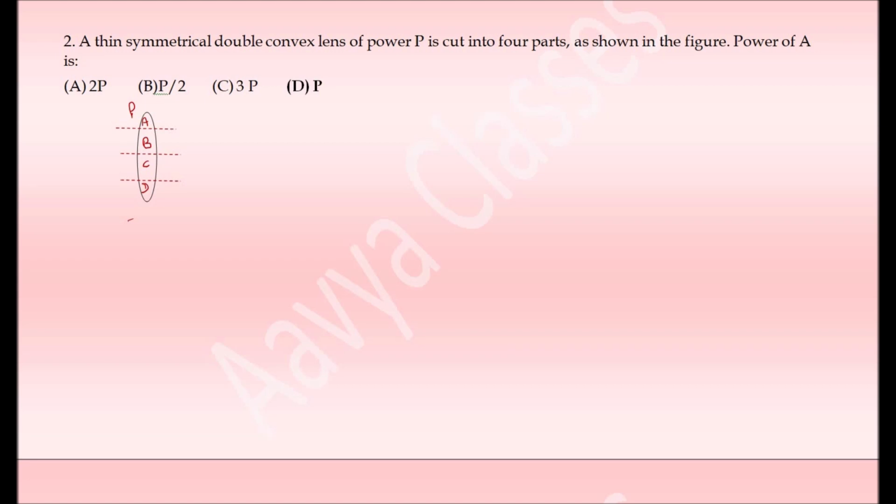As we already know, if we cut a lens along any line parallel to the principal axis, then its focal length remains the same, and as the focal length remains the same, the power also remains the same, only the intensity of the image formed by that cut lens decreases. So clearly the power of lens parts A, B, C, D in all will be equal to P.